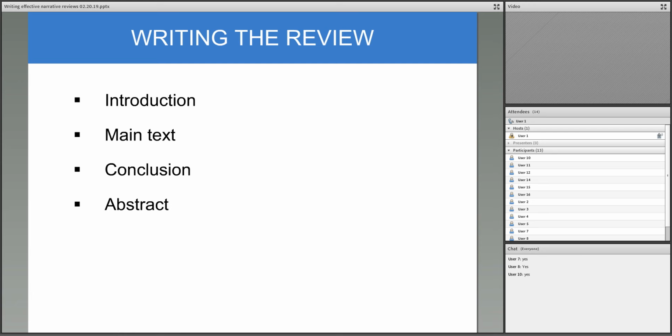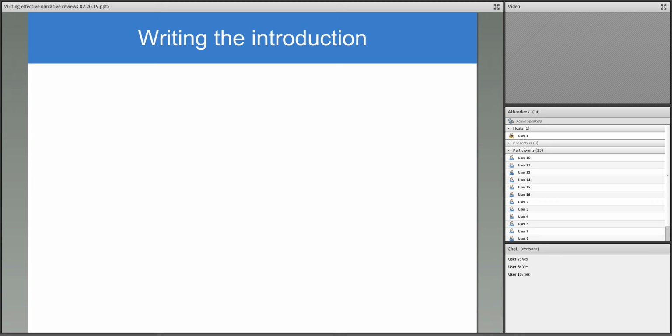Next, we'll talk about how to write each part of the review: the introduction, the main text, the conclusion, and the abstract. The first job of the introduction section is to establish the rationale for the review. That is, to flesh out the need or the gap that you identified during the planning stage. Why is the review being done?